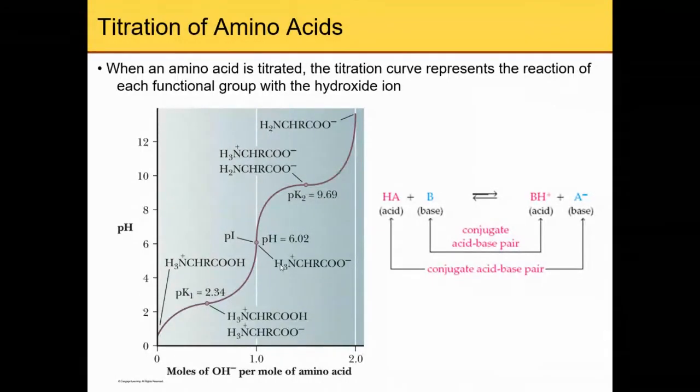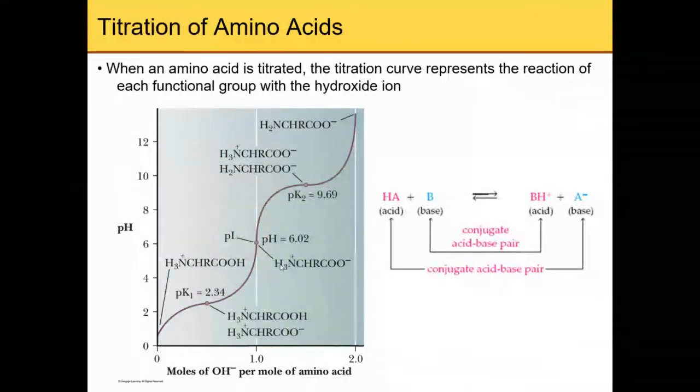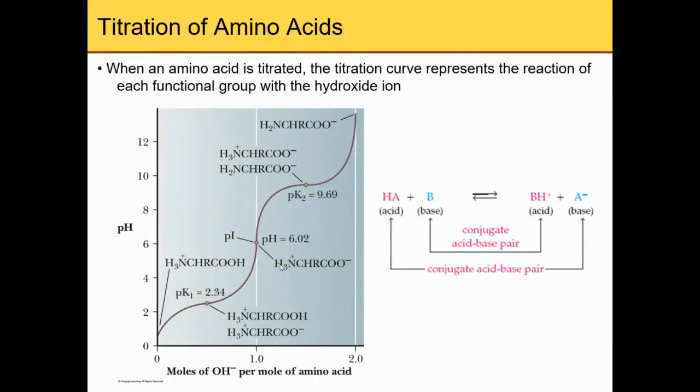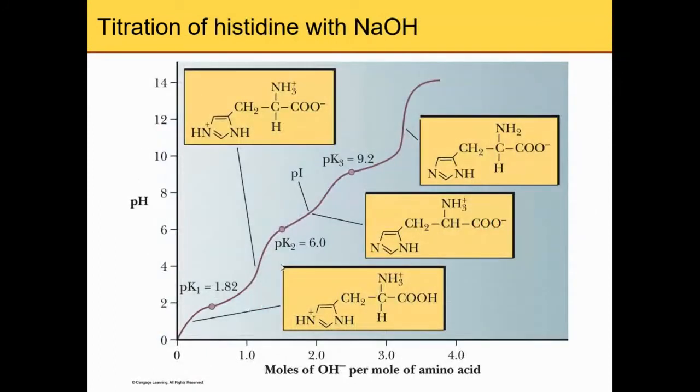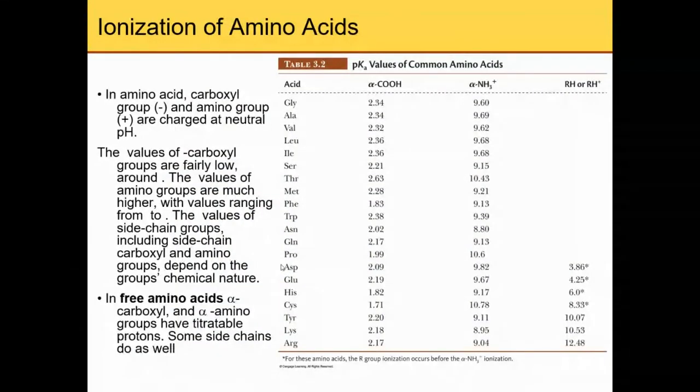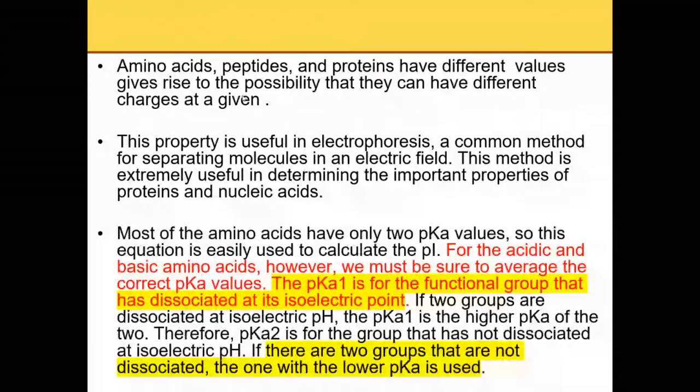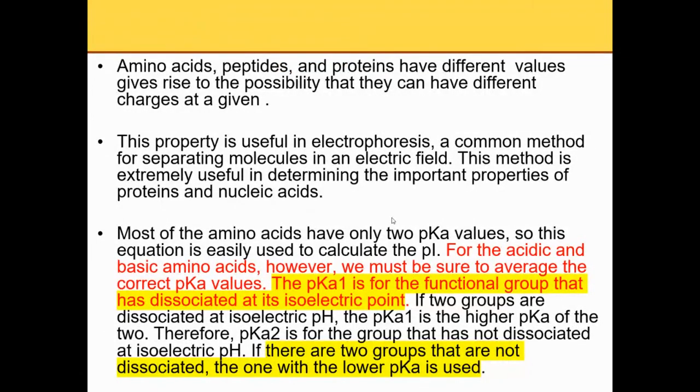Okay, so that's how you predict the majority form of the amino acid during the titration. So that's the titration of amino acid. The pK values of the carboxyl group are fairly low, so you can see here it's acidic. And the values of the amino group are much higher, all in basic pH. And the values of the side chain groups, including side chain carboxyl and amino groups, depend on the group's chemical nature. We will have this summary later. But this slide is too complicated. You can skip it.